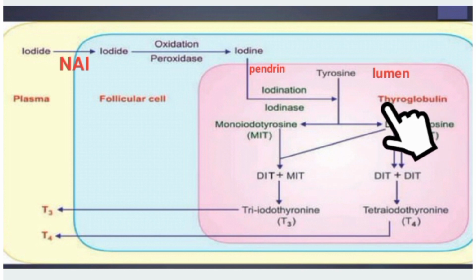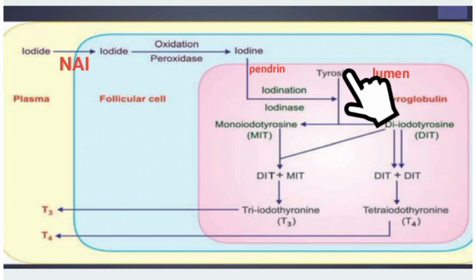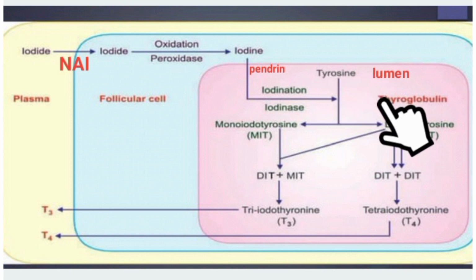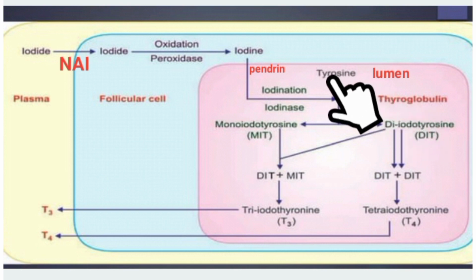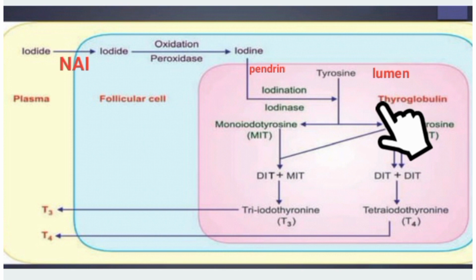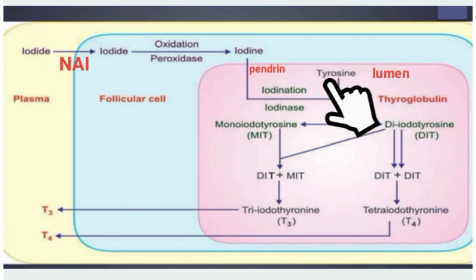And this thyroglobulin has an important amino acid, which is tyrosine. This has a role in formation of your thyroid hormone. How? The tyrosine is linked to the thyroglobulin because it is a part of thyroglobulin, and this tyrosine, which is provided by the thyroglobulin, will be then iodinated. That is, iodine will be attached to the tyrosine. This step is known as organification.